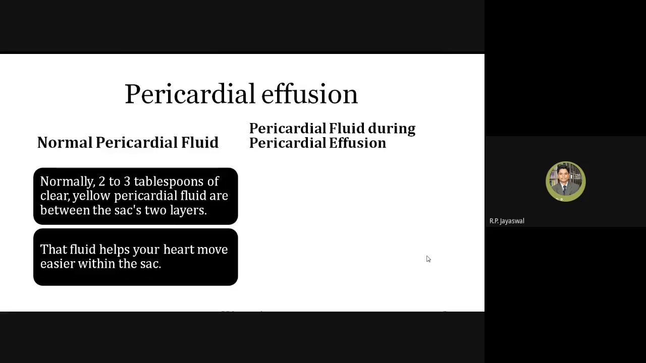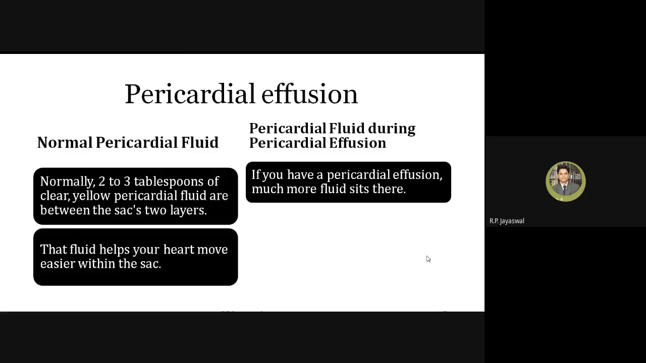When the heart pumps, the pumping occurs because of the relaxation and contraction of the heart muscles. During contraction and relaxation, the heart moves. So if there is fluid, the fluid helps your heart move easier within the sac. This is what normally happens.